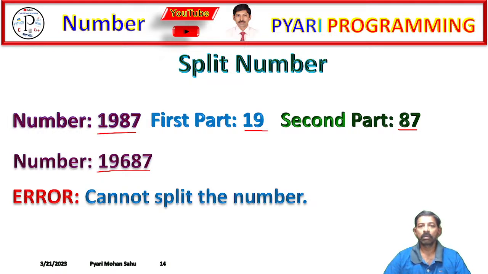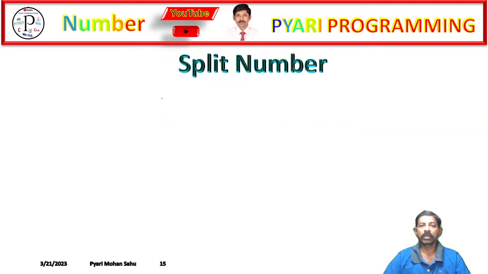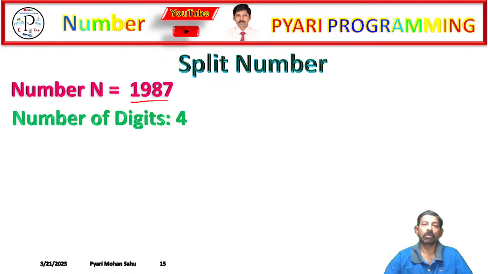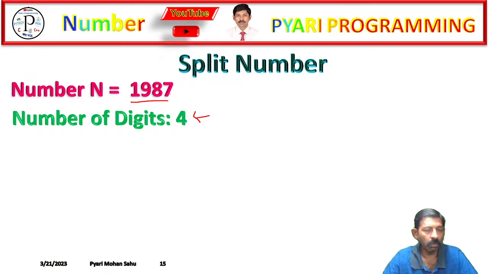So now let's take one more example. Number is equal to 1987. What I need to do is count the number of digits, that is 4. It is an even number of digits, so I will move ahead. If I am dividing the number, I am giving you a hint now. Listen carefully. If I divide a number by 10, I get the unit digit, that is 1 digit. If I divide by 100, I will get 2 digits.